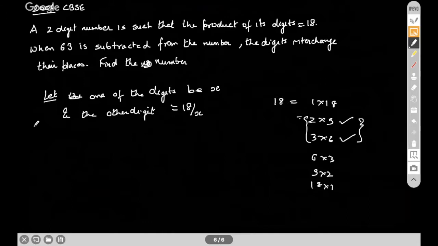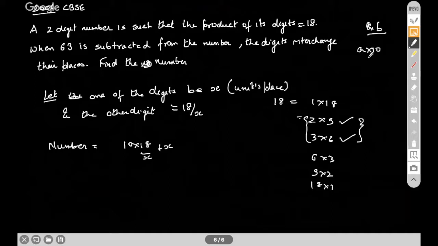Now the second is, when 63 is subtracted from the number. So what is the number, guys? Let's say x is in unit place, or one of the digits be x. So what is the number? The number will be nothing but 10 into 18 upon x plus x. Why? Because if you have a two-digit number, let's say AB, then the value of the number is A into 10 plus B. All of you know this. So this is the number, 10 into 18 upon x plus x.